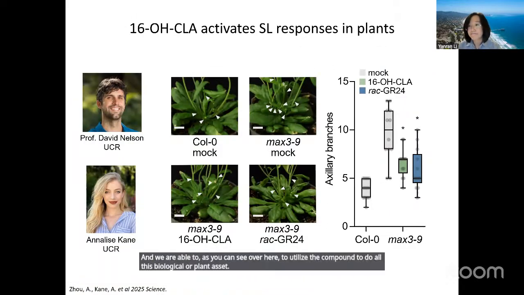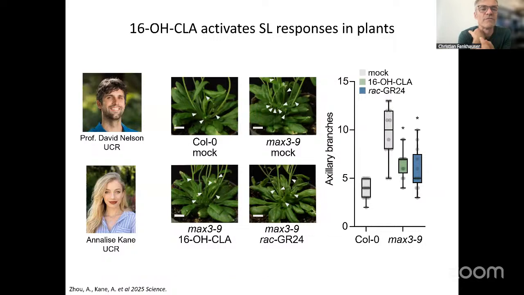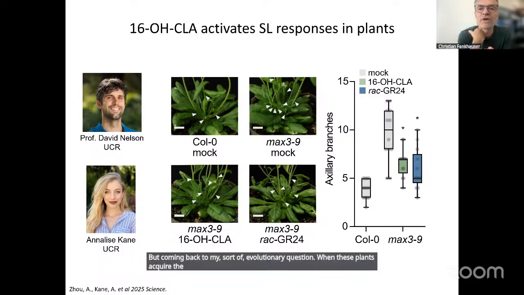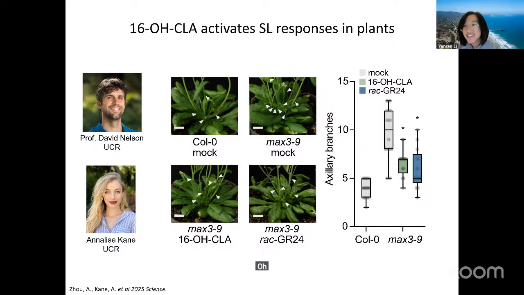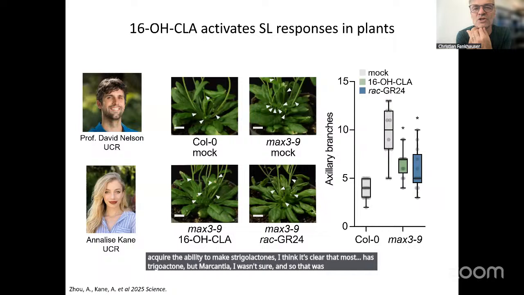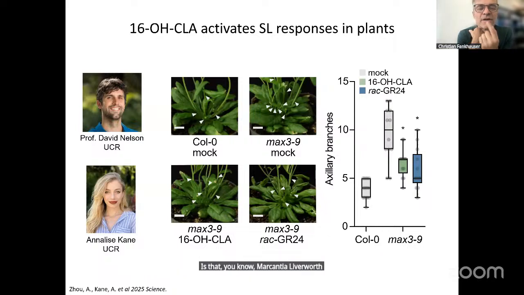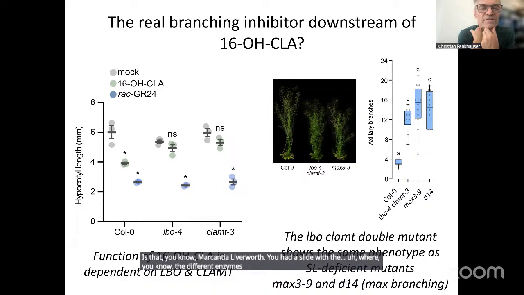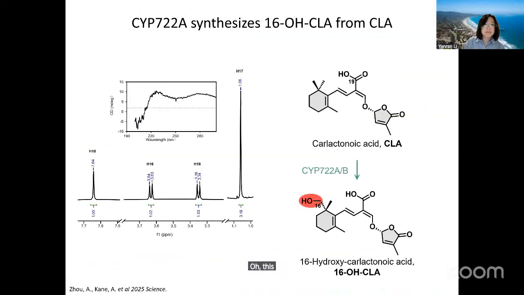But coming back to my evolutionary question, when did plants acquire the ability to make strigolactones? I think it's clear that moss has strigolactone, but Marchantia, I wasn't sure. And so that was actually my question. Marchantia liverwort, you had a slide with the different enzymes, where they are present on the genetic tree.